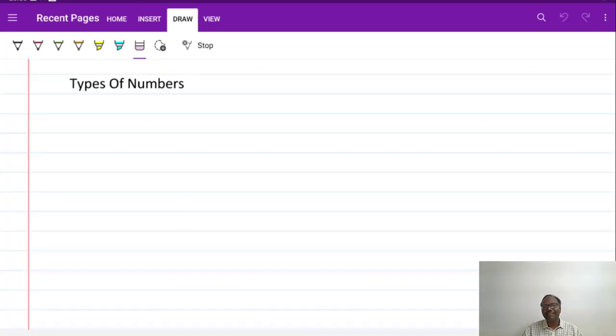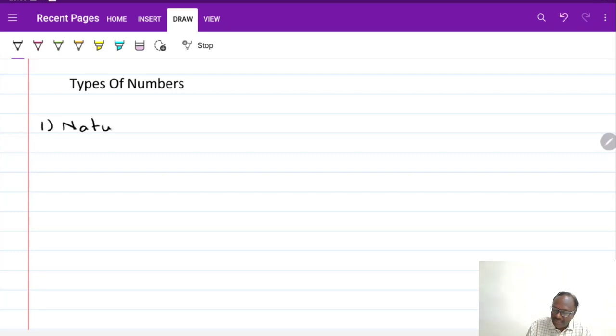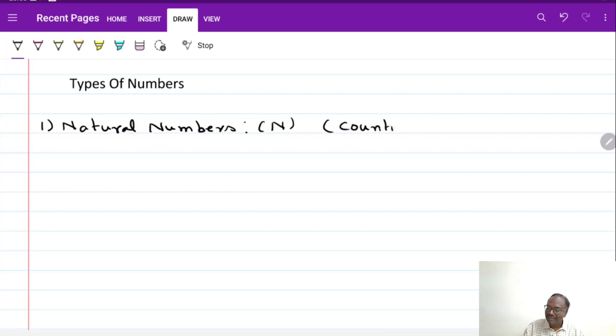Now let us discuss the different types of numbers. The first, natural numbers. The natural numbers are represented by the symbol N. So N stands for natural numbers. The other name for natural numbers is counting numbers.